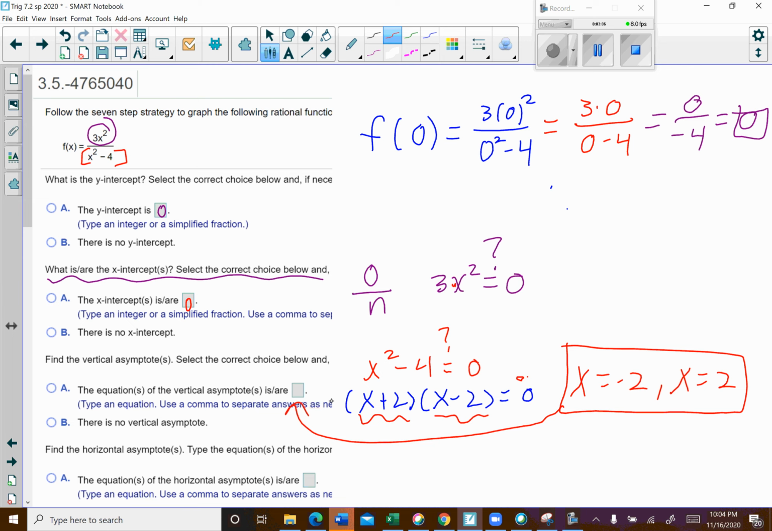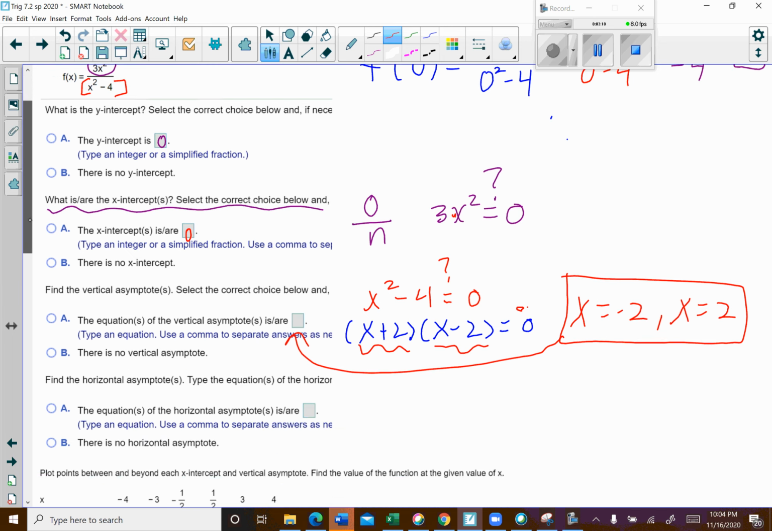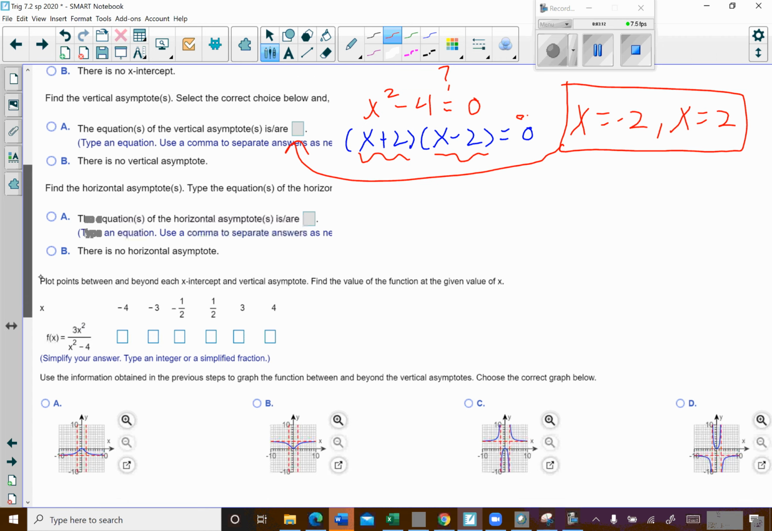Now, horizontal asymptote's a little different. You look at the ratio. I'm going to scroll down. I've got the equation down here. You look at the ratio of the coefficients, and if the variables have the same exponent, which they do, you go ahead and you just take the ratio of those coefficients.